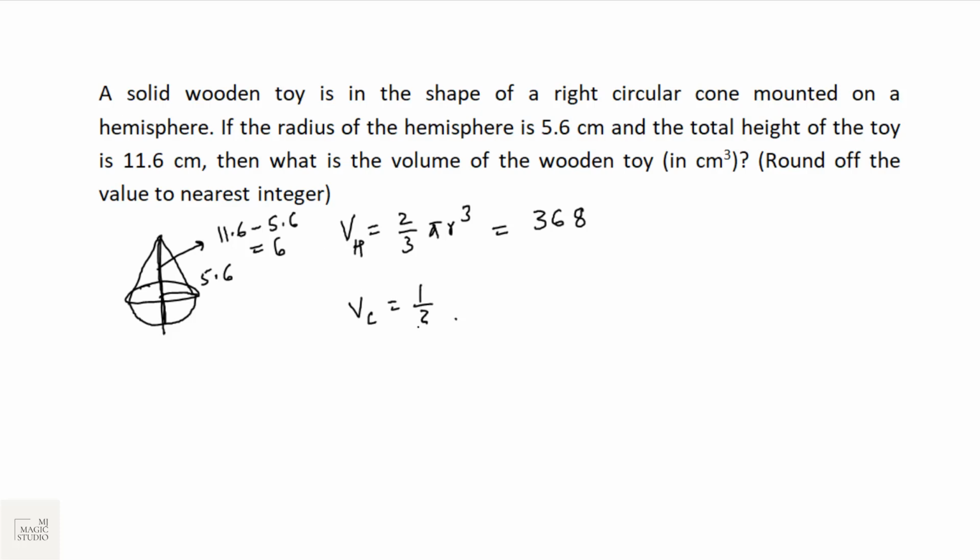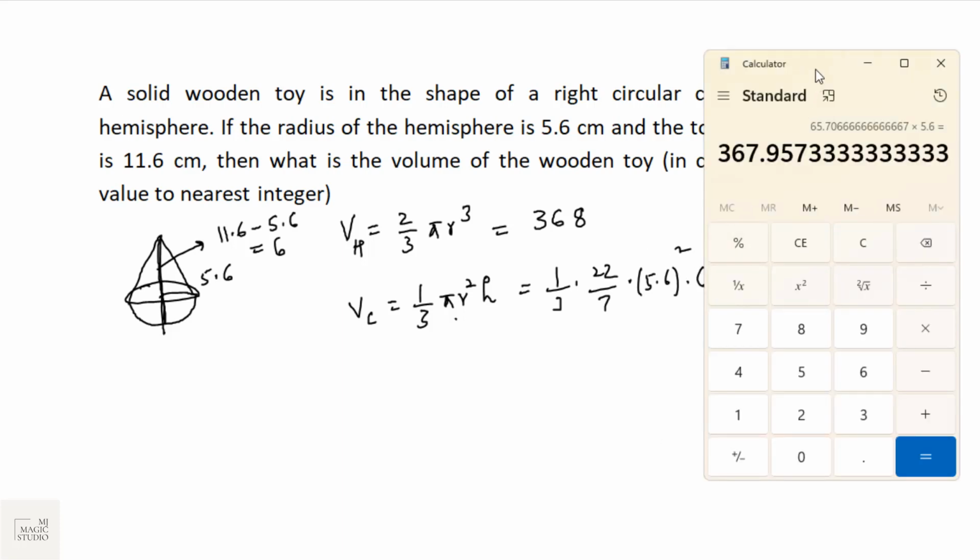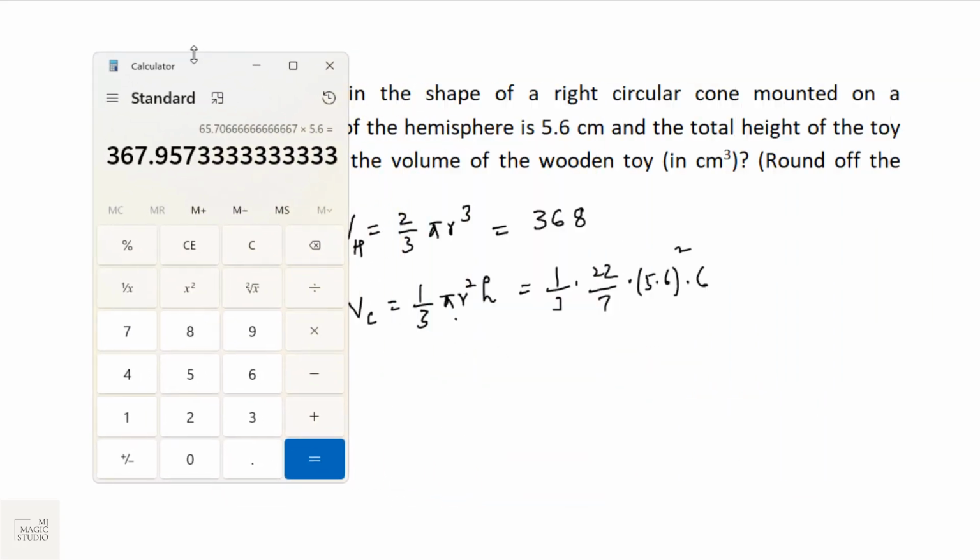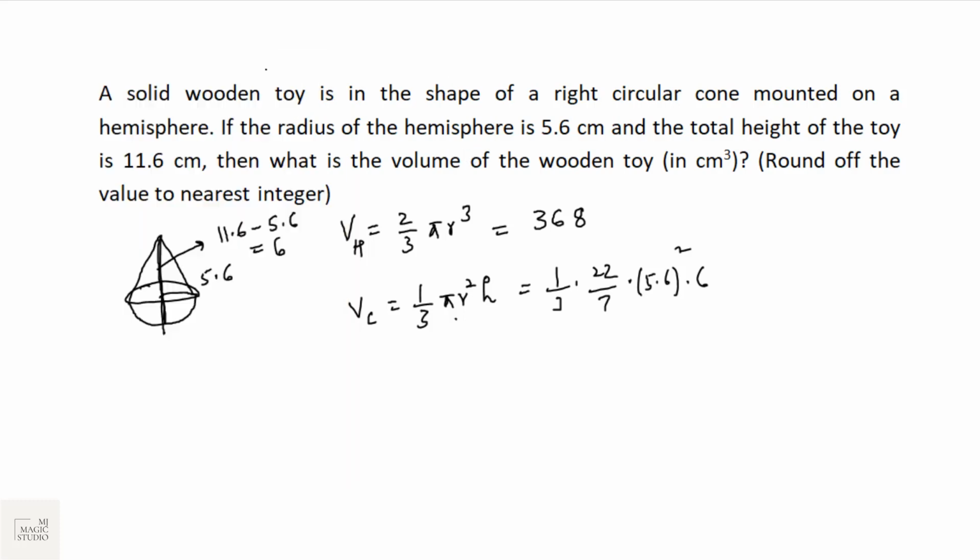Volume of the cone is 1 by 3 pi r square h. Height here is 6. So this is 1 by 3 into 22 by 7 into r. Radius will remain as 5.6 whole square and height would be 6. So let us use our calculator, that will give the value 1 by 3 into 22 by 7 into 5.6 into 5.6 into 6. 197.12. Let me write this as 197.